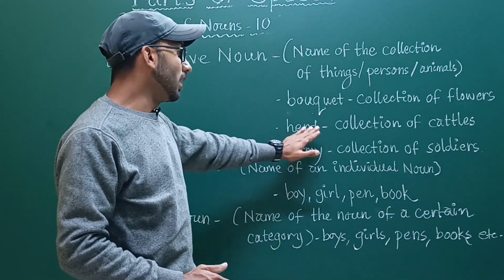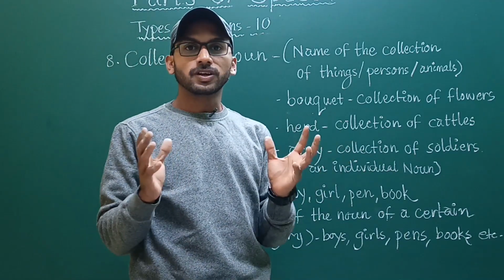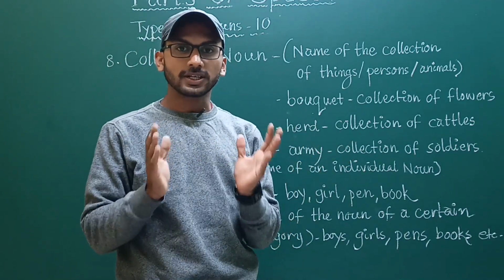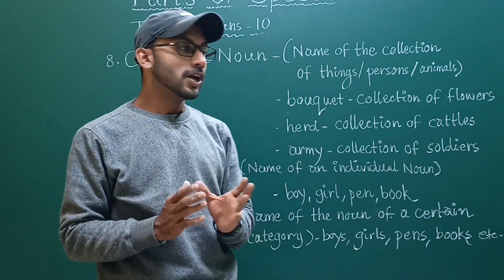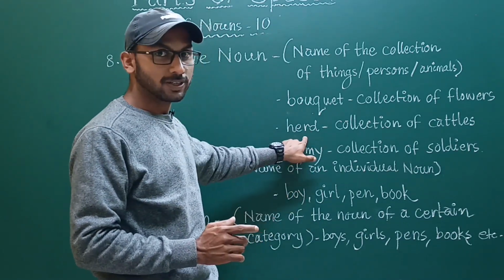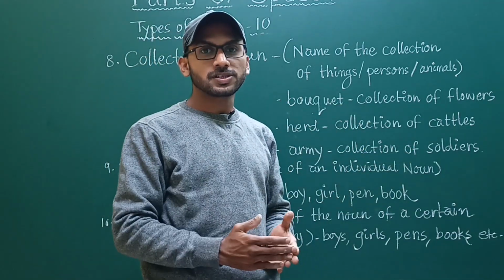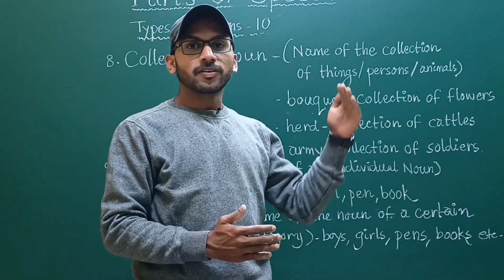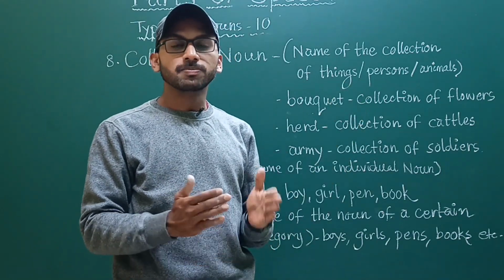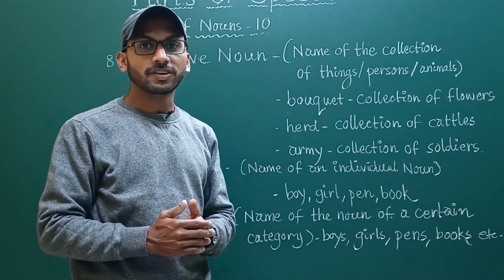So now, if we collect a group of cattle together, we call it a herd. So we don't have to say a collection of cattle is coming from the valley. We simply say the herd is coming from the valley.